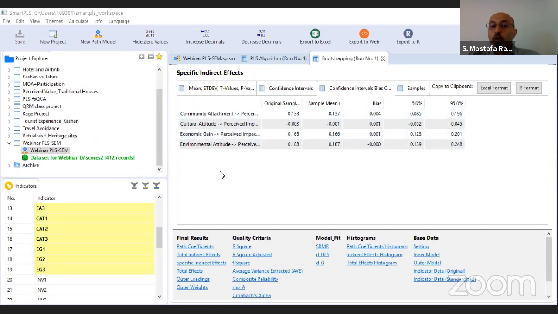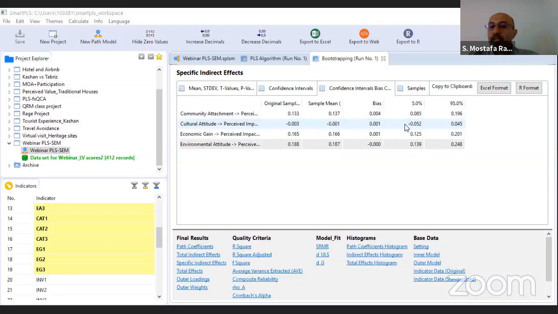What about these four? We have four indirect effects here. First one, the lower level is 0.085 and the upper level of the confidence interval is 0.196. So 0 is not between these two values. So it means the first hypothesis, the first indirect effect, is significant.